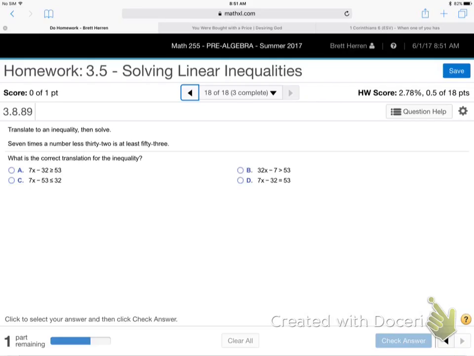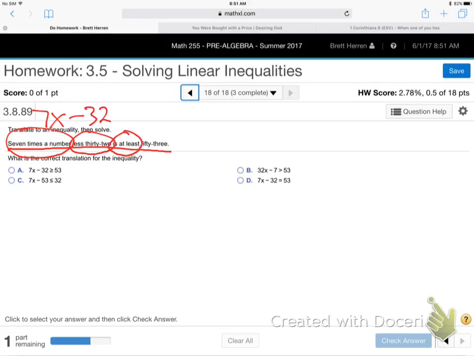Okay, so it says 7 times a number. So they want me to take these words and turn them into a greater than, less than kind of symbol. I mean, an inequality statement. So here we go. 7 times a number. What do you do with that first off? 7x less 32, minus 32, is at least.